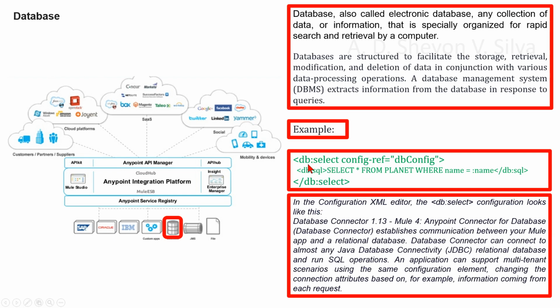Here the Database connector 1.13 Mule 4. Anypoint connector for database connector establishes communication between your Mule app and a relational database. Database connector can connect to almost any Java Database Connectivity, JDBC, relational database and run SQL operations. An application can support multi-tenant scenarios using the same configuration element, changing the connection attributes based on, for example, information coming from each request.